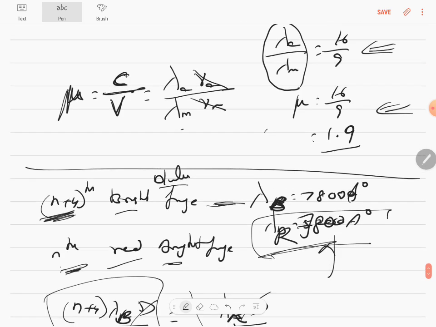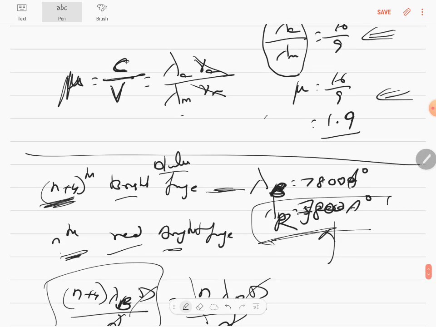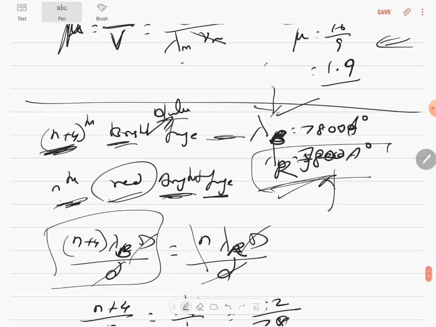Beautiful sum. The next sum: they have given two wavelengths, lambda of the blue light and lambda of the red light. They are saying the (n plus 4)th bright fringe obtained by the blue wavelength and the nth bright fringe obtained by the red wavelength are coinciding. So both of them are bright in this.